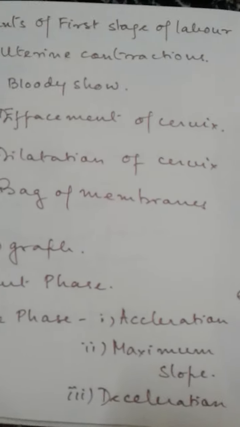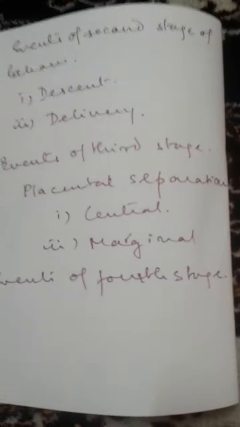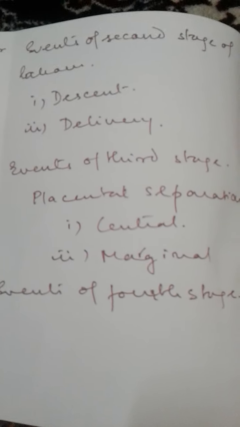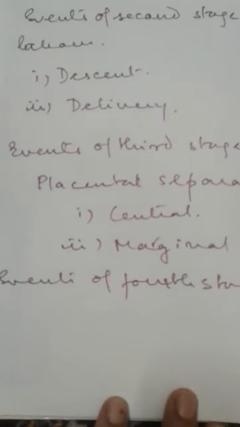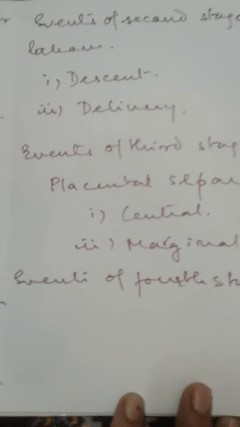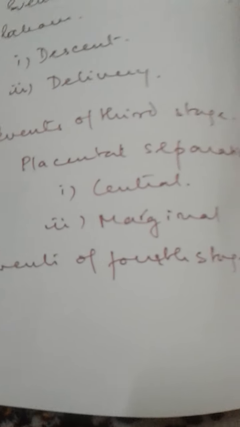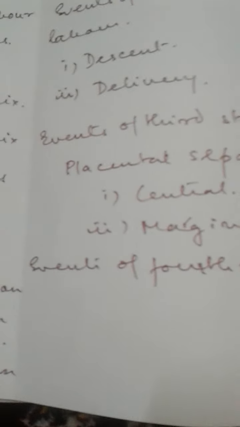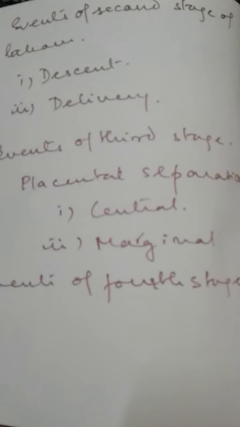Now coming to the second stage of labor. What are the events which occur in the second stage of labor? They are primarily comprised of the descent as well as the delivery. Delivery is helped by the contractions of the uterus as well as the bearing down effort on the part of the mother. Now descent is determined by both abdominal as well as vaginal examination.